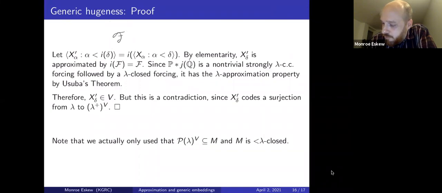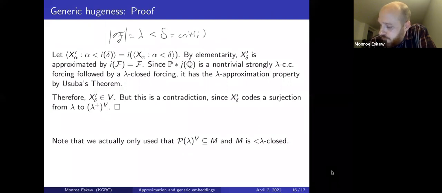I like to do my script Fs that way. Size of F is lambda, which is of course less than this delta crit J, crit I. Okay, so what is it then? We have a two-step iteration that's strongly lambda CC and then lambda closed. And by Usuba's theorem, this forcing extension has a lambda approximation property.